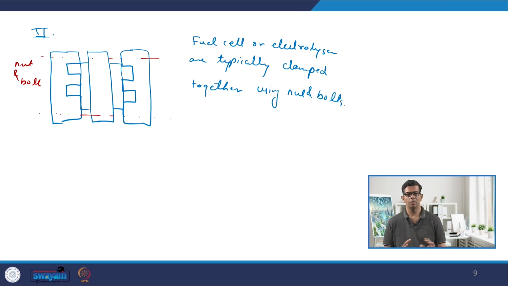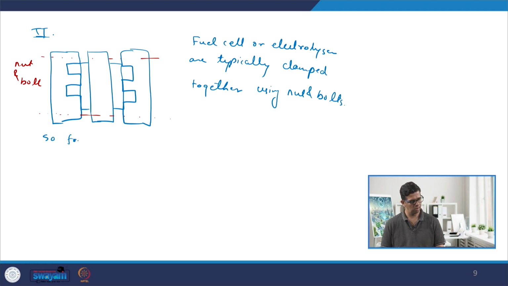However, if the area of the cell is increased, then because of these bolts which are typically used for clamping, they are at the very edge of the cell, and that leads to local bending of these materials, which eventually leads to uneven contact at the interface of the GDL and the bipolar plate. So, let me write this.